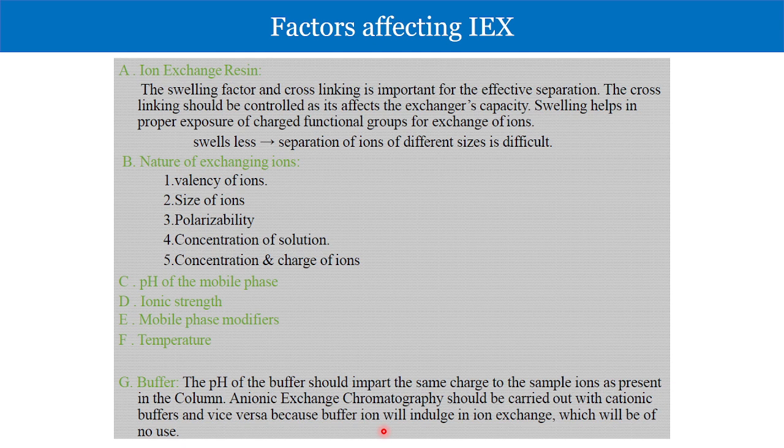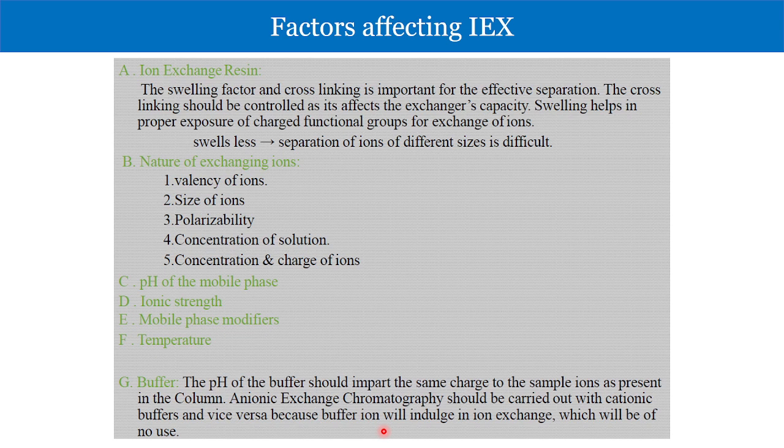Then there is the nature of the exchanging ions, where you have the valency of the ions, size of the ions, polarizability, concentration of the solution, and the concentration and charge of the ions. Apart from these two, we have the pH of the mobile phase. The ionic strength mostly interferes with the chromatographic techniques. You have the mobile phase modifiers, temperature, and the buffer. So the pH also falls in the category of buffer.